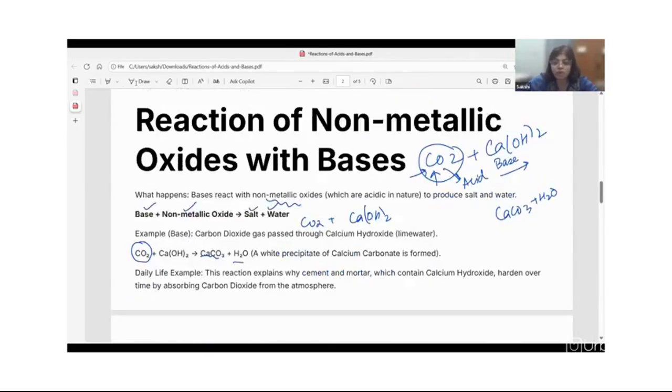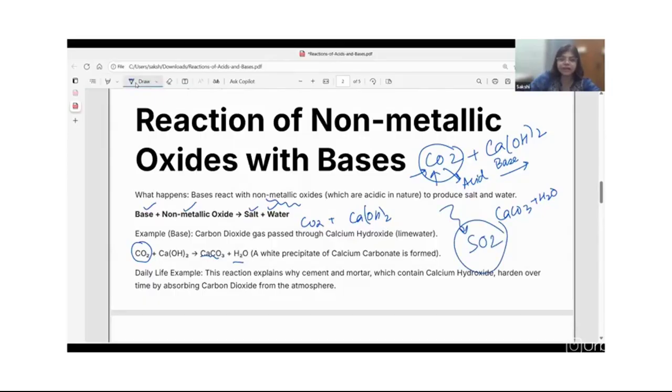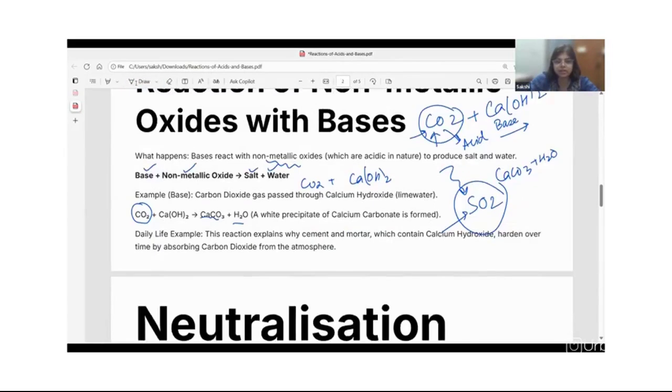So reaction of non-metal oxides with bases. What are non-metal oxides? They are acidic in nature, like sulfur dioxide. You must have heard about sulfur dioxide, which is responsible for acid rain, right? It is a non-metal oxide. So non-metal oxides are acidic. Acid and bases, again, give a neutralization reaction, right?